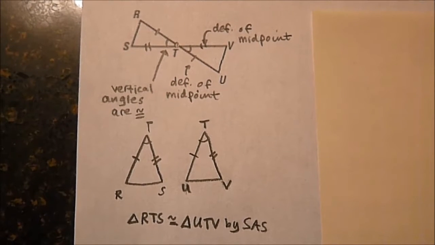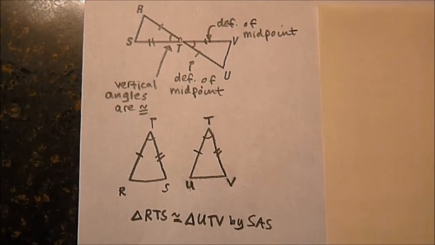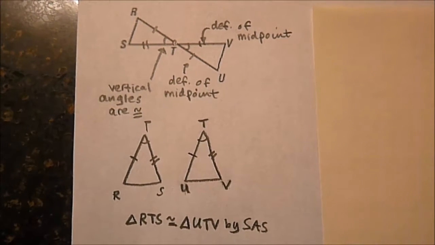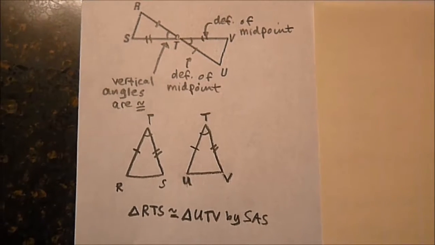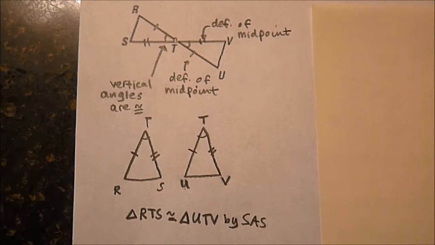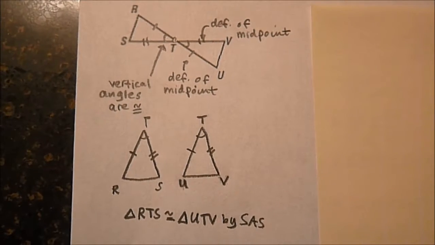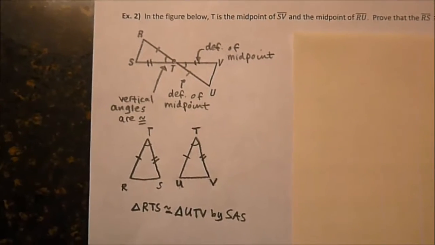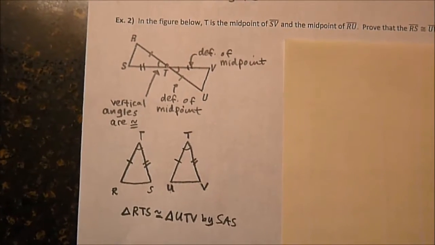Now that you've gone through the whole process of proving corresponding parts of congruent triangles congruent in example 1, take the next 2 minutes on your own to write a full 2-column proof that proves that RS is congruent to UV. Go ahead on your own in your notes.